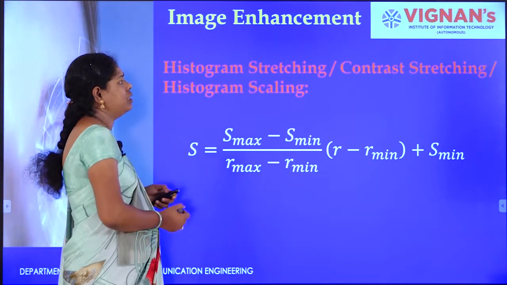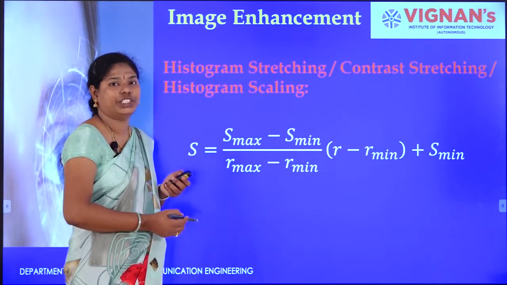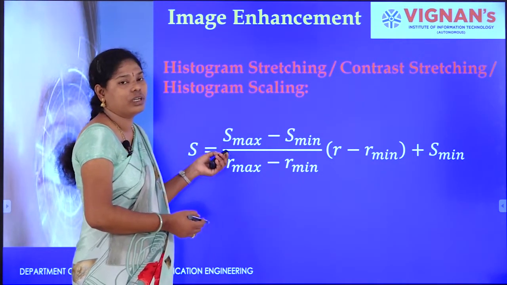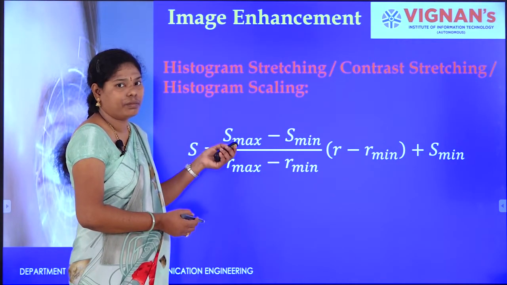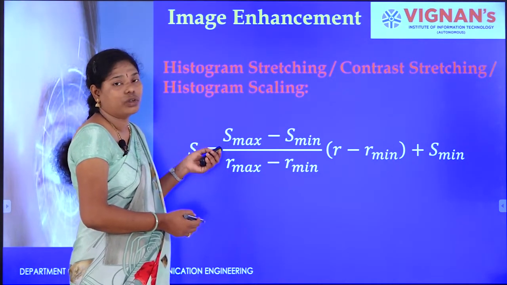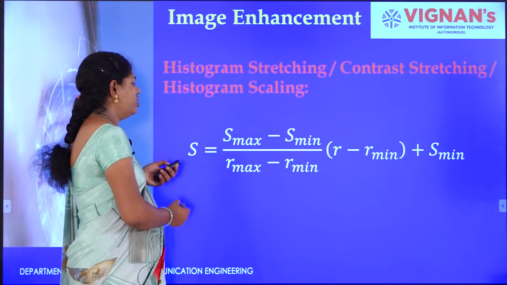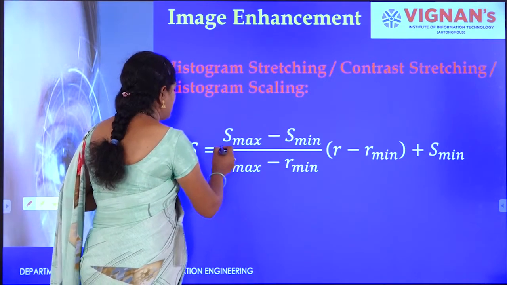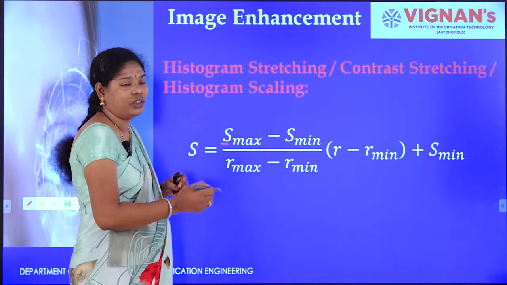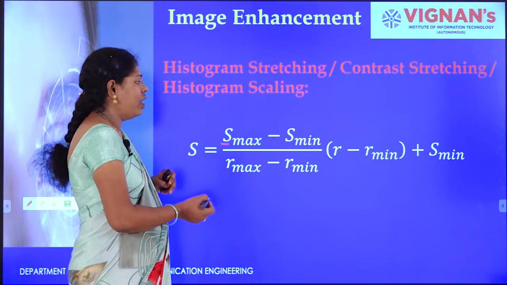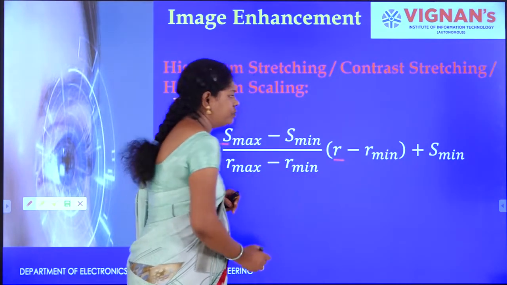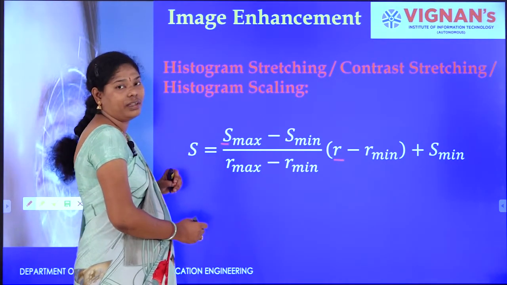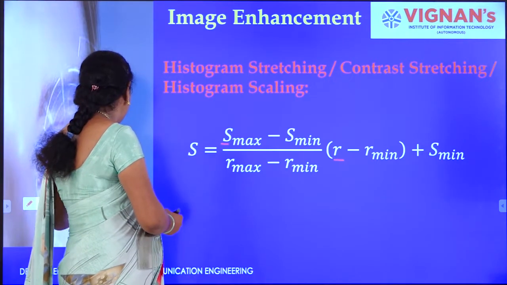The first method in histogram processing is histogram stretching. It is also called contrast stretching or histogram scaling. These are the different names for histogram stretching. Here s is the output, the desired value we want to get, and r is the input value. How can we obtain s from the given input image? Let us see an example.